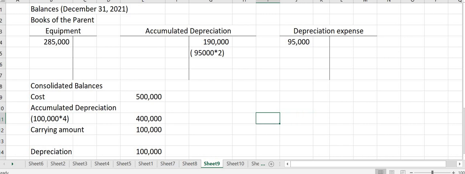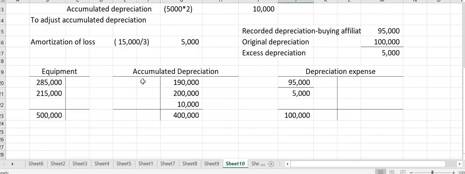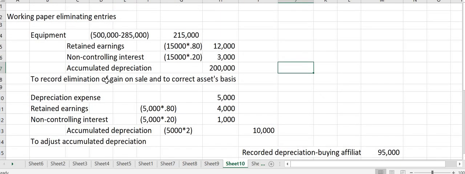And of course, for consolidated balances, the cost should be 500,000. Then yung accumulated depreciation, since it's actually 4 years na after the acquisition, so yung accumulated depreciation natin na original, na 100,000 times 4 years, no? Times 4 for 4 years, we have 400,000. Then the carrying amount should be 100,000. And then, yung depreciation expense should be 100,000. Ito yung original depreciation. Okay, so the working paper eliminating entries for that, no?